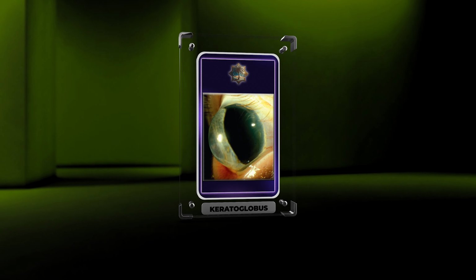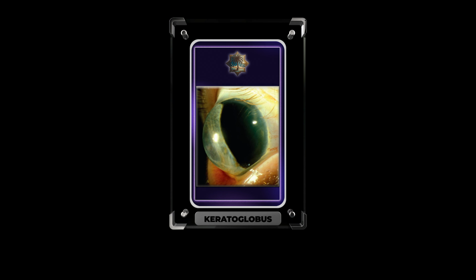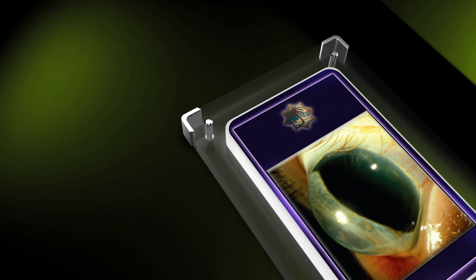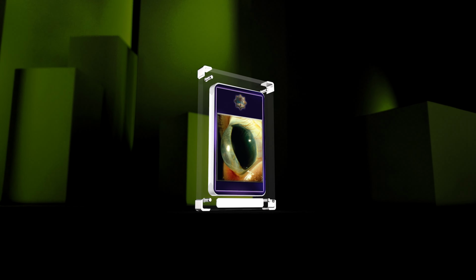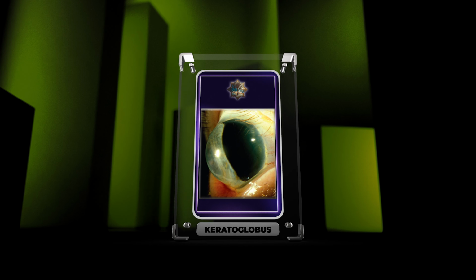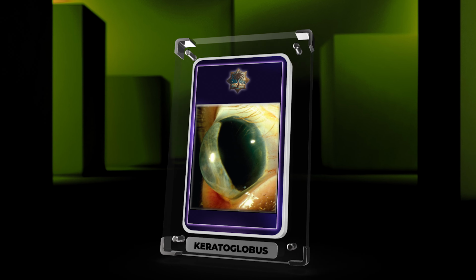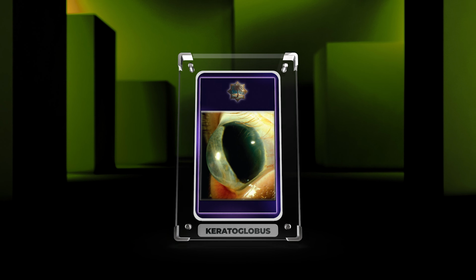Today, we will be discussing keratoglobus, a rare condition that affects the cornea of the eye. We will cover its causes, symptoms, diagnosis, treatment options, and impact on patients. Let's start by looking at how it differs from similar conditions like keratoconus.